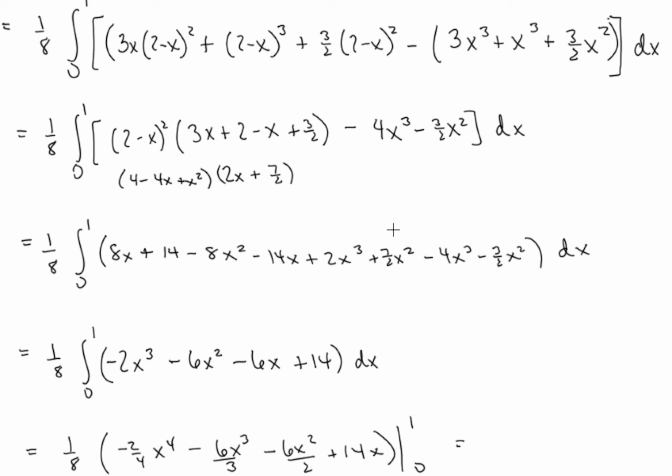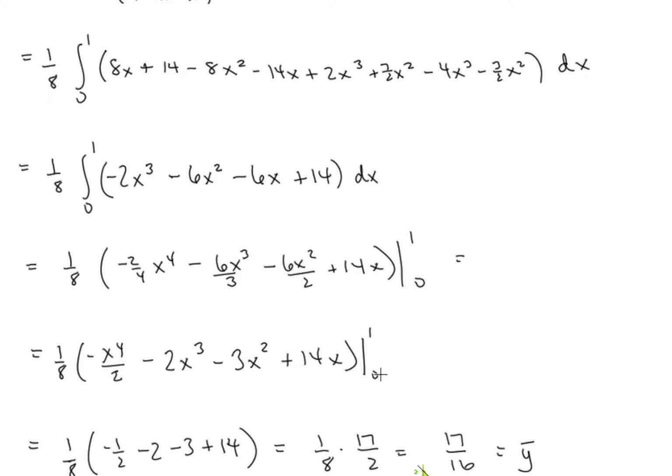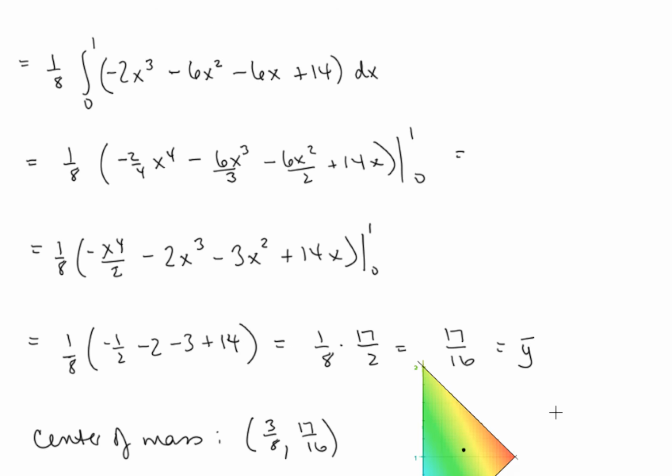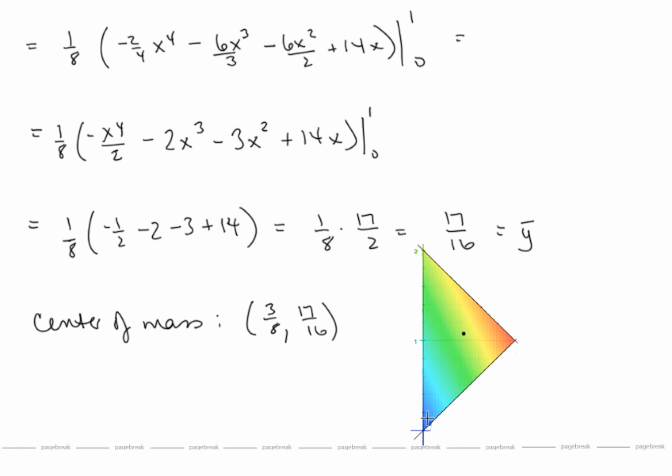And simplify. Then integrating with respect to x and plugging in our bounds, we get 17 over 16, and that's y bar. So that's the y coordinate of the center of mass. So that tells us that with the given density function, which is telling us the distribution of mass over this thin plate, this point here, 3/8, 17/16, that is the center of mass. That's where you'd want to balance that plate.